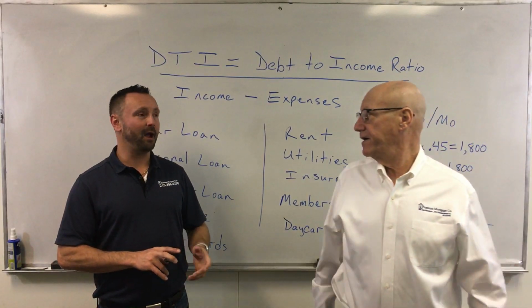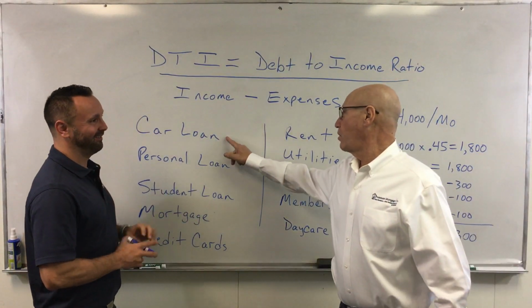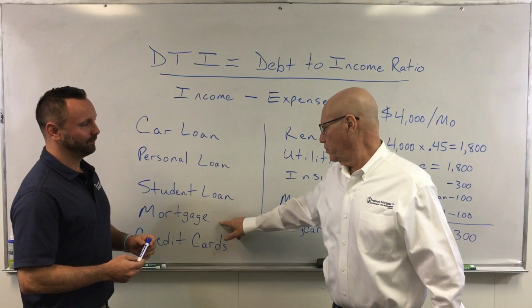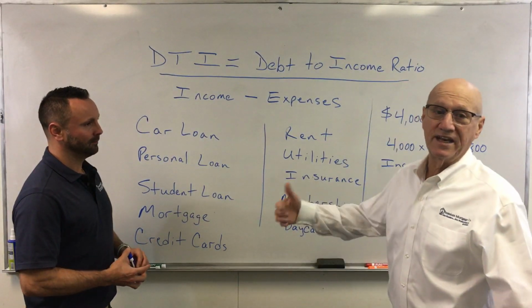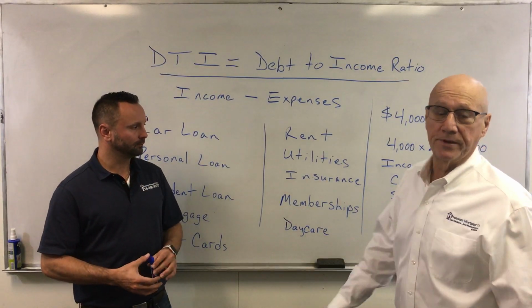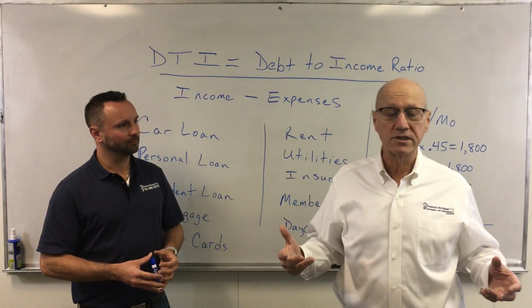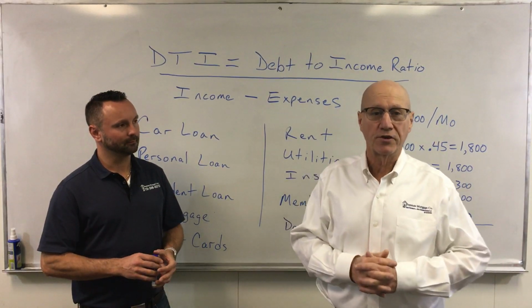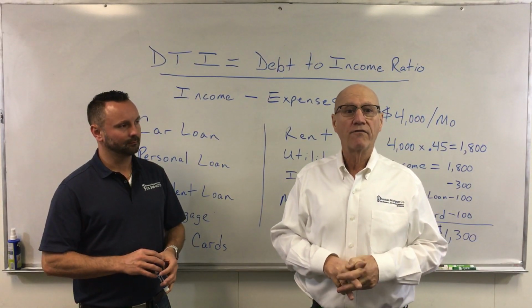$1,800. Now, from that we have to subtract car loans, personal loans, student loan, mortgage, and credit cards. We just did an average. We did a basic person, and it was $500 in bills, and they had $1,300 left. That means they can afford a $1,300 payment for a mortgage.